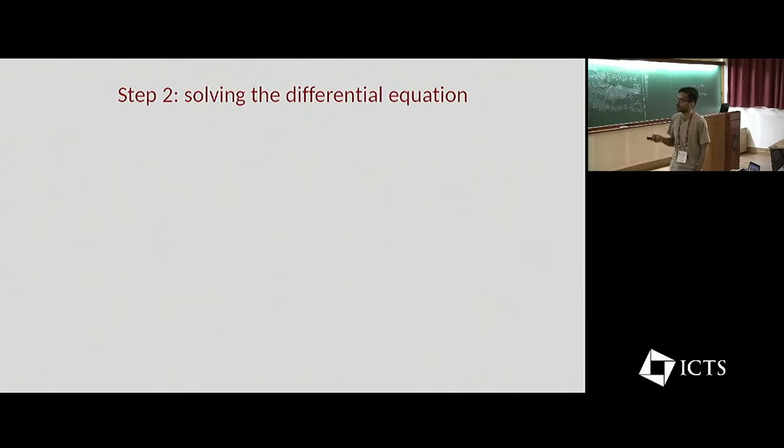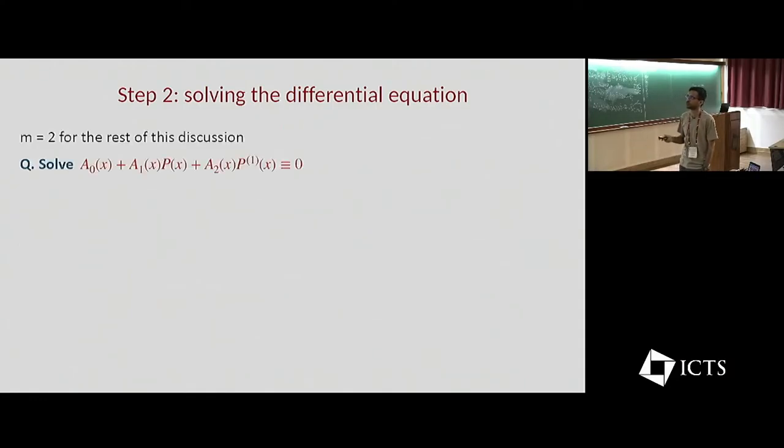Okay. So I can say a few more things in a couple of minutes. Let's just look at the m equals 2 case for this discussion. So we are looking to find p's such that a0 plus a1p plus a2p prime is 0. In fact, let's ask the simpler question. We would like to do all of this, construct a basis of the subspace containing such p's in nearly linear time. But let's even drop the derivative and ask, can we find a p such that a0 plus a1p is 0? Can we find this p in nearly linear time?